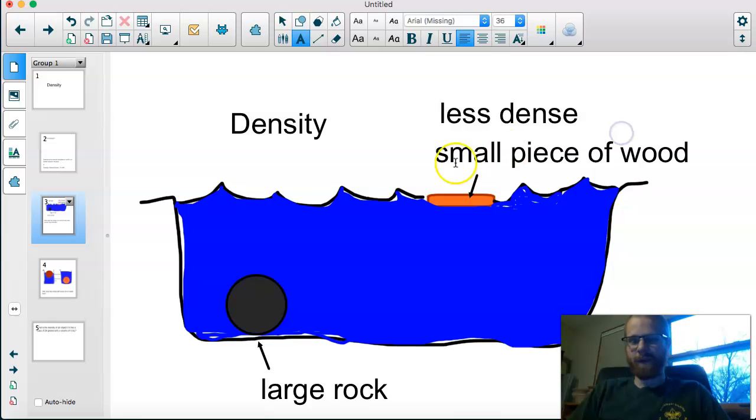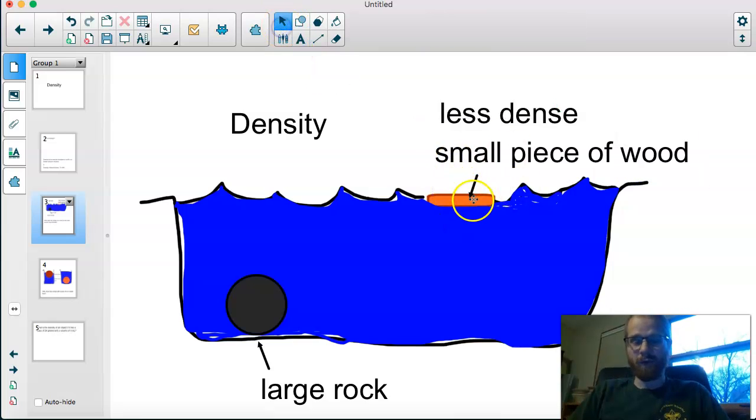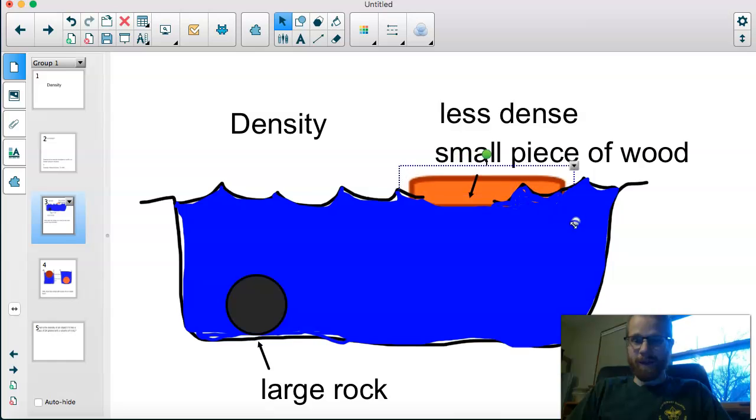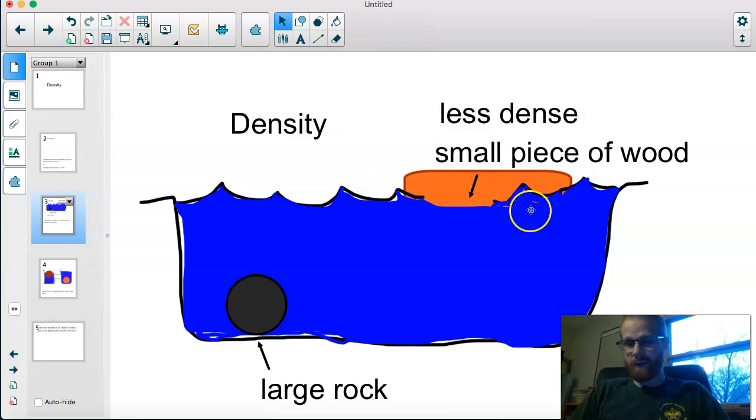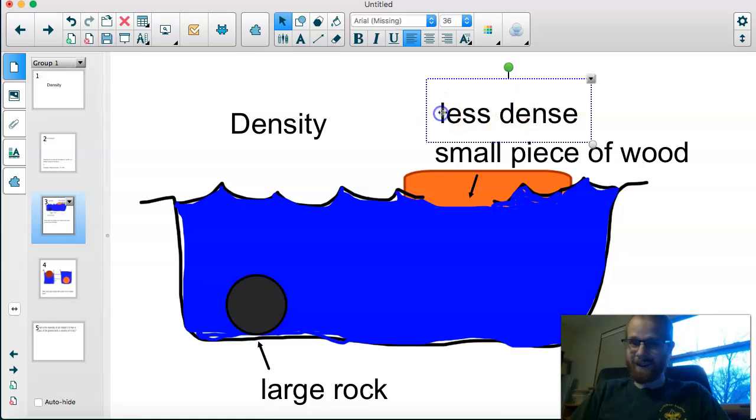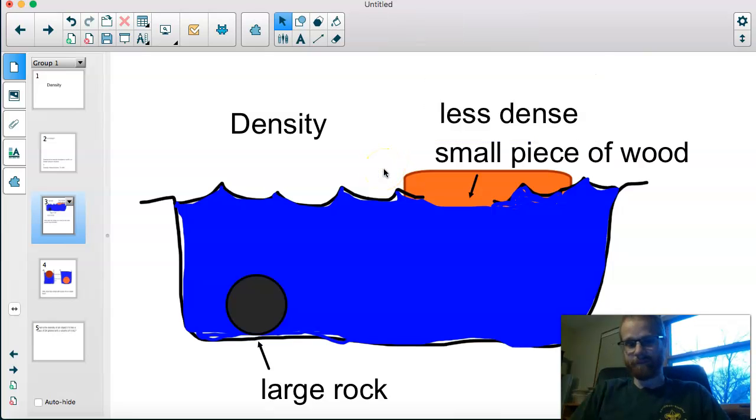Okay. Even if we made this piece of wood larger, even if the wood was actually more of a log, here we can make it big, we've changed how massive it is. It's more massive, but it also takes up more space. And so it's still less dense. In fact, the large piece of wood and the small piece of wood have the same density. Okay.